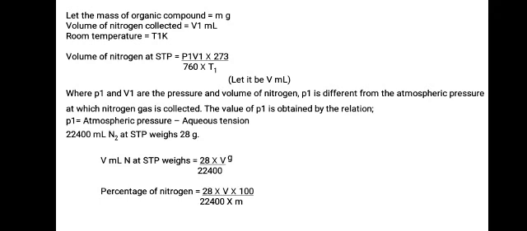pressure of the nitrogen, and then we will calculate the percent of nitrogen by applying this formula: 28 into V into 100 by 22,400 into M. 28 is the molecular weight of nitrogen, and 22,400 is the volume of nitrogen at STP. This weighs 28 gram. So by this formula, 28 into V into 100 by 22,400 into M, in this way we will be able to calculate the percentage of nitrogen by the Dumas method.